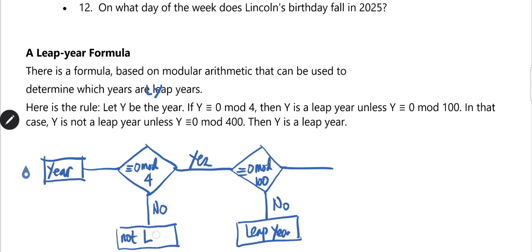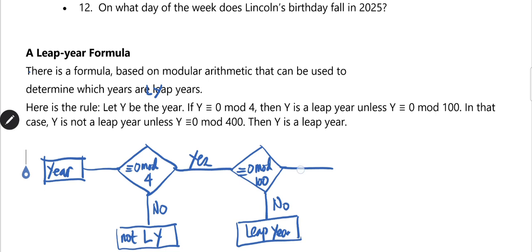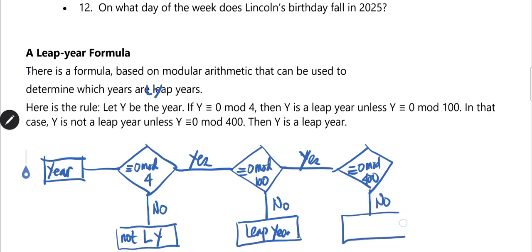Now, if the answer to this is yes, we need to ask one more time if it is congruent to 0 mod 400. Now, if our answer to this is no, then it is not a leap year. But if our answer to this is yes, then the year is a leap year.